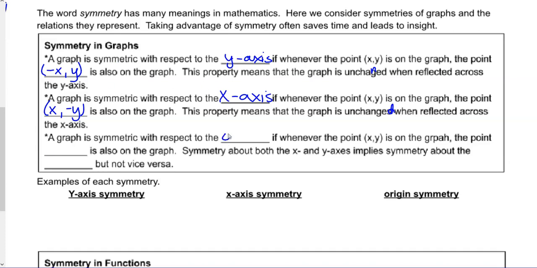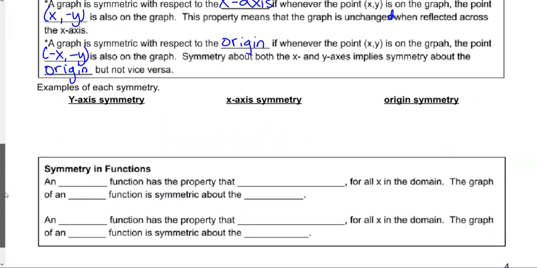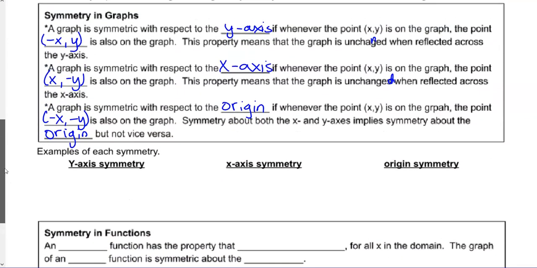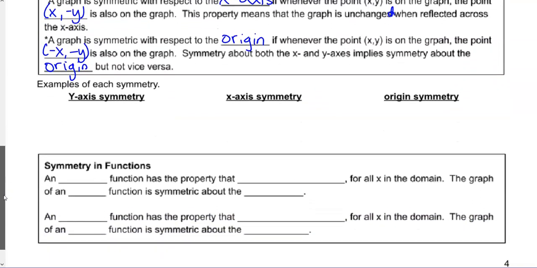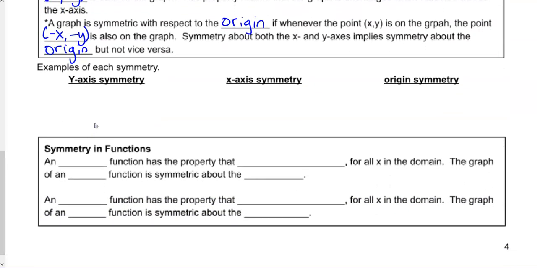And when we talk about having symmetry with respect to the origin, then if we have the point x, y on the graph, then negative x, negative y is also on the graph. Now, symmetry about both x and y axis implies symmetry about the origin, but not vice versa, okay? So let's look at some examples, and then we'll do it mathematically of how this kind of coincides with even and odd functions.